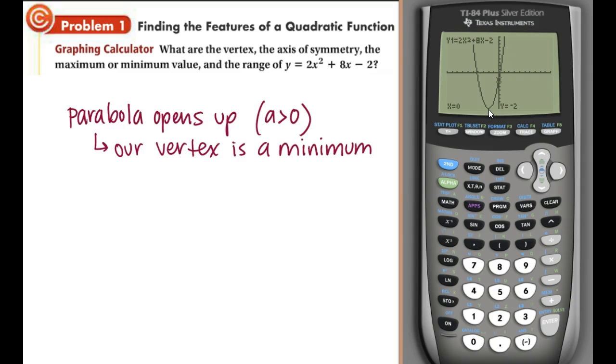So now you may be wondering, how do we get the exact coordinate of this vertex or minimum? What you want to do is go to Second Calc. And we've been here before when we were intersecting a pair of linear equations. Now you want to go down to minimum. It's going to ask you for the left bound and the right bound. Left bound just means choose one point on the left side of the vertex, so press Enter. Then go to the right side, any point on the right side, press Enter. And then press Enter once more, and it'll give you the coordinate of the vertex.